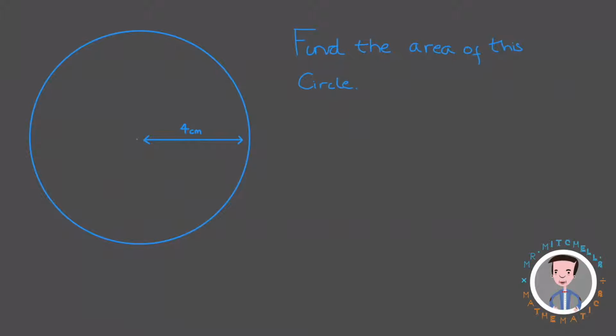Like always, make sure you've got a pen and paper ready so that you can do the calculations in this video. So, to find the area of a circle, you need to use the following formula. Pi r squared. Let's deconstruct this a little bit.